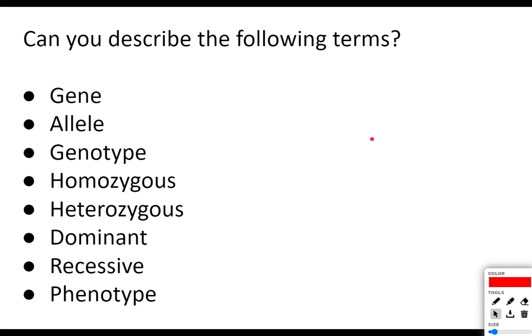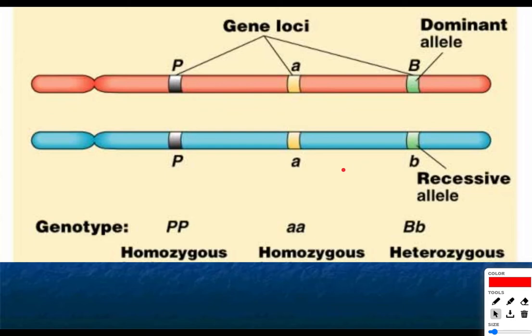All right, so you should have paused the video and tried to describe the terms. Let's go over each one of these. All right, so what we see here in this image is a pair of homologous chromosomes. They're homologous because they have the same genes on them, okay? So we have three genes, P, A, and B, okay?